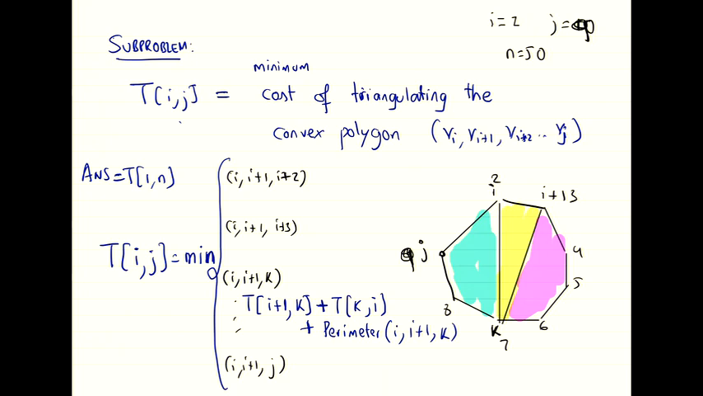Question? Yes. How do you know that the jump is going to be from n to 1 if you're just taking an arbitrary polygon from J to I?